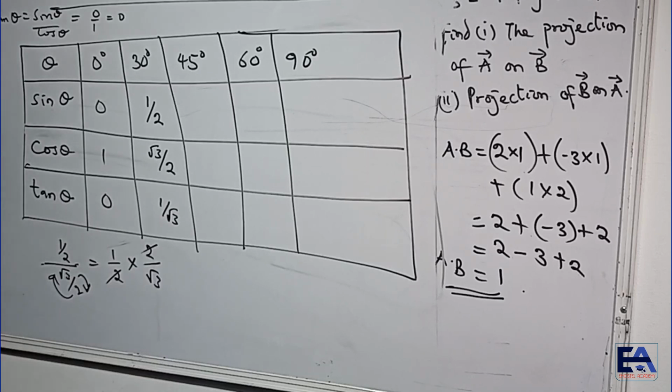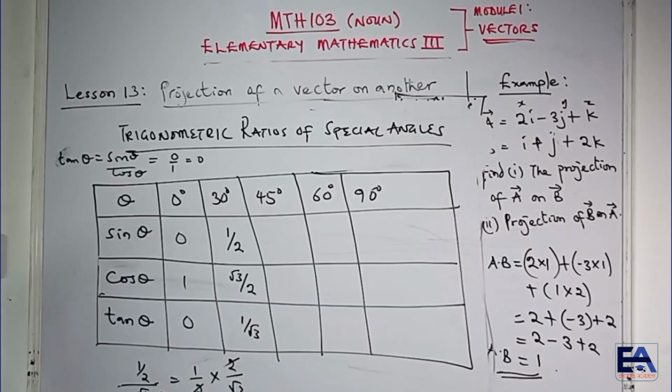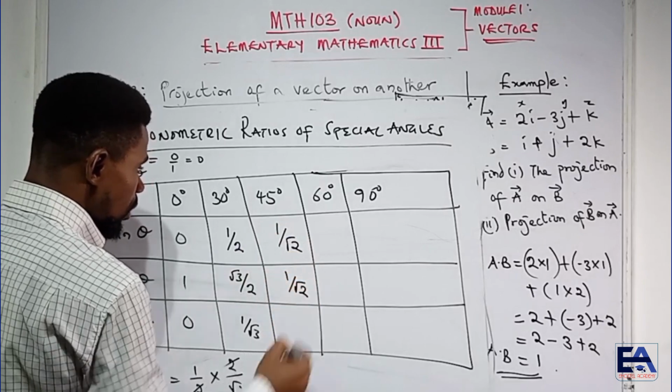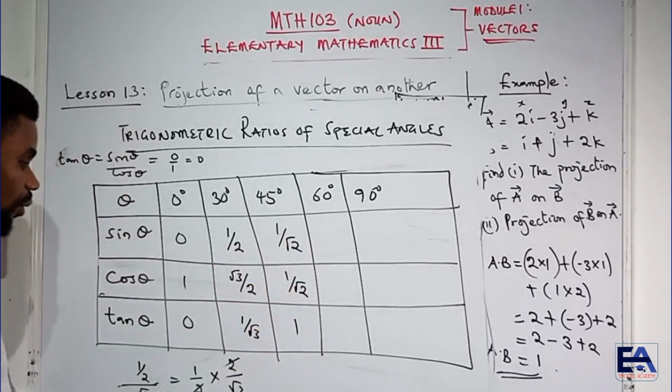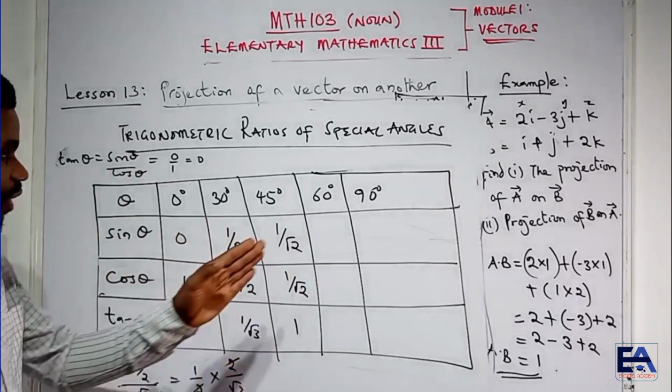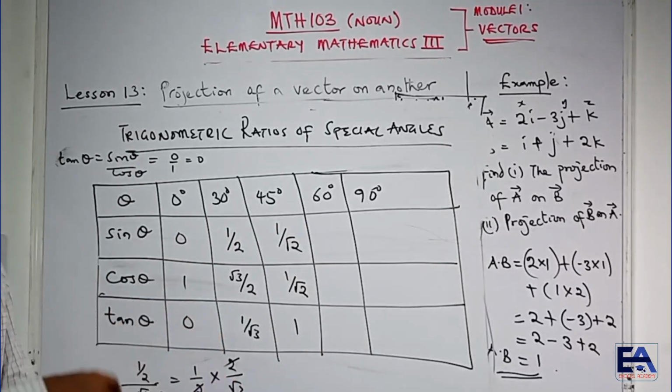And then when it comes to 45 degrees, cosine and sine, they overlap. You understand? They are the same value, and the same value is 1/√2. And then 1/√2 divided by 1/√2, this one is what? Is 1. You see that? Then when it comes to 60 degrees, they switch. The value of sine here becomes the value of cosine, and the value of cosine becomes the value of sine when it was 30 degrees. You get it? And they switch.